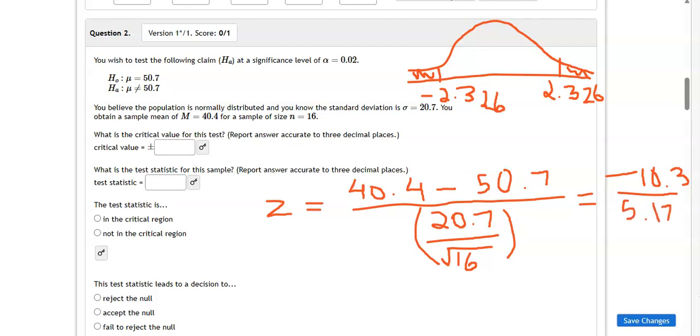I have a feeling that we are not going to be in the rejection region, but we'll find out here in a second. So now I'm going to do that final division. Negative 10.3 divided by 5.175 ends up being negative 1.99. All right, so my test statistic is, let's see, round to 3 decimal places. I got negative 1.99034. So it's just going to be negative 1.990.